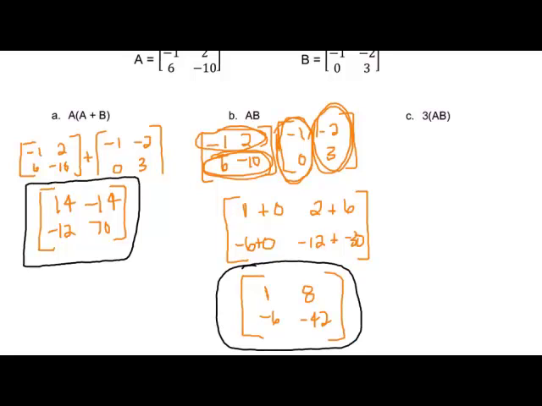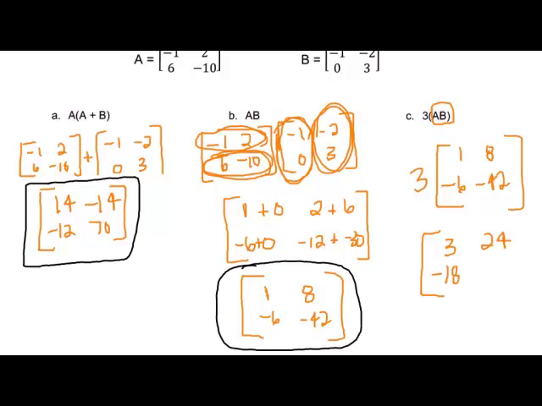Lastly, we're going to do 3 times A times B. So we already got A times B in part B. So that is 1, 8, negative 6, and negative 42. And we're simply multiplying that by 3. So if you remember from section 4.1, we just multiply 3 times everything inside the matrix. So we get 3, 24, negative 18, and negative 126. So those are our final answers circled in black. Again, check your answers. Make sure that those are the answers that you got.